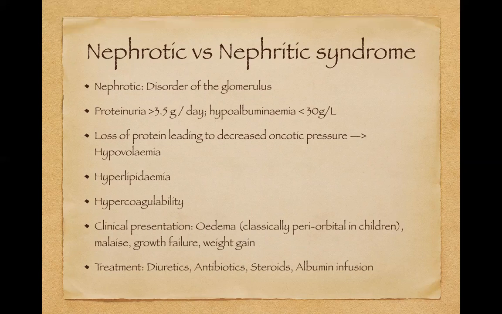The clinical presentation is they get very edematous, and in children it's classically periorbital edema with facial edema. In adults it's more peripheral edema. They often complain of malaise, growth failure, and weight gain as a result of the hyperlipidemia. As for treatment, there are a lot of subgroups of nephrotic syndrome, and the treatment is often directed at the underlying cause, but the treatment principles are diuretics, antibiotics if you suspect an underlying infection, steroids, and albumin infusion in severe cases where they have severe albumin deficiency.